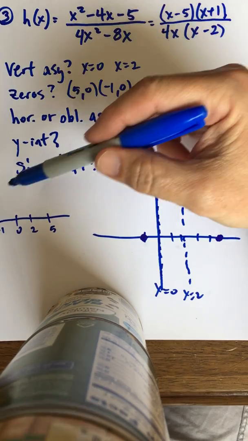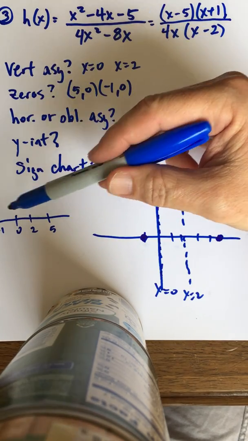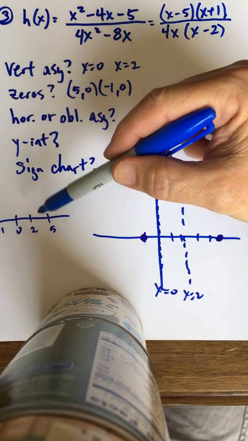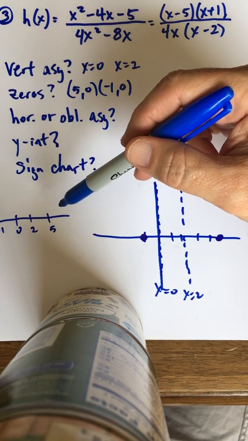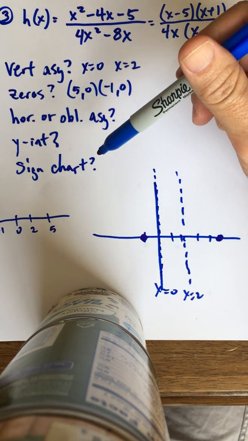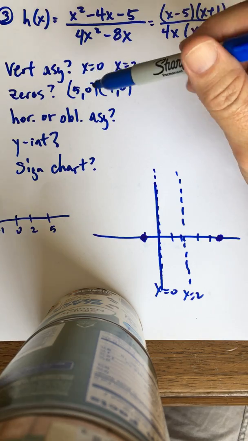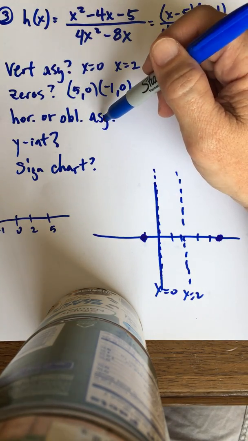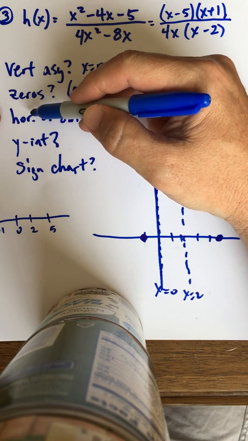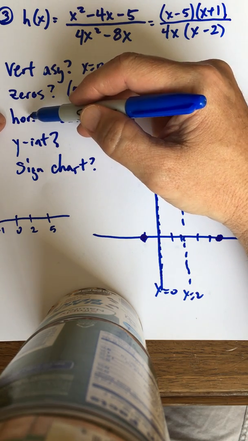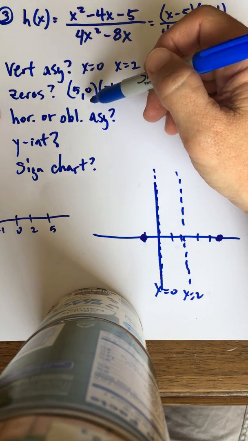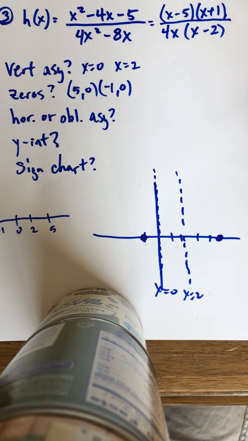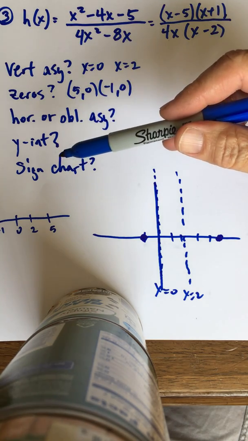We're going to come back and check the sign chart. I'm going to show you a shortcut on this actually in just a moment. But right now, just holding that off, let's finish doing the rest of our checklist. To do horizontal or oblique asymptote, always ask yourself if there's a horizontal asymptote. If there's a horizontal asymptote, there is not an oblique asymptote. That's why we haven't had to worry about it the past 2. They both had horizontal asymptotes.